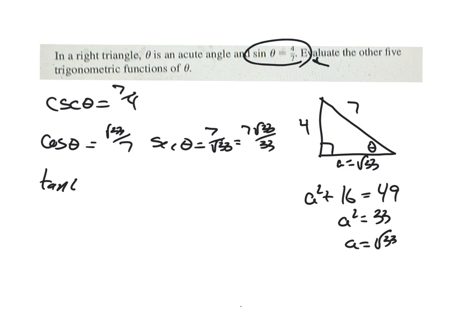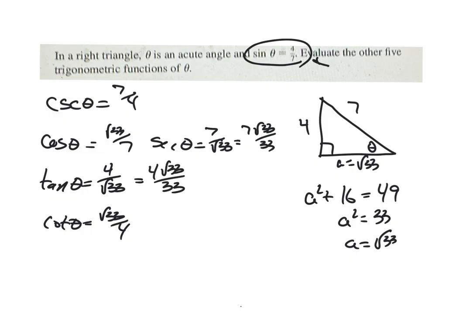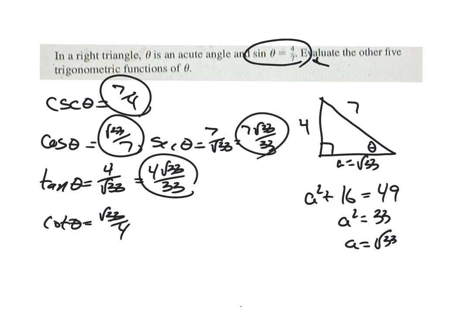And for tangent, I'm going to go opposite over adjacent, which is going to give me 4 over this. Now, before I do anything with that, I'm going to fix that. Cotangent, though, is reciprocal of tangent. I can go ahead and write that. I'm done with cotangent. I'm going to go ahead and fix the tangent, though. Raise the square root of 33 to the top, take it out on the bottom. So the other 5 answers, there's my cosecant, there's my cosine, there's my secant, there's my tangent, there's my cotangent. Okay, the only difference in this problem and the last one is you have to draw your own right triangle. Not that big a deal, really.